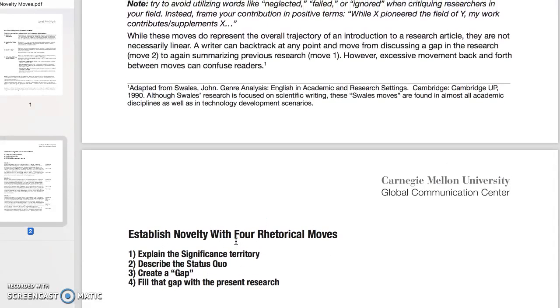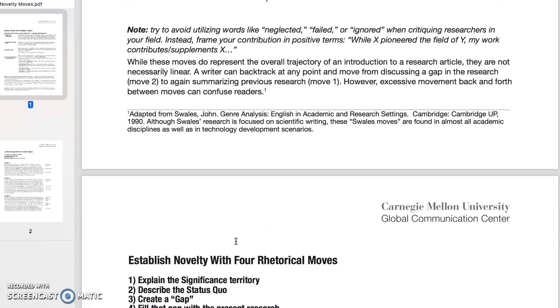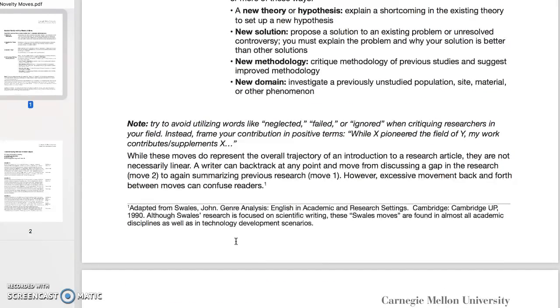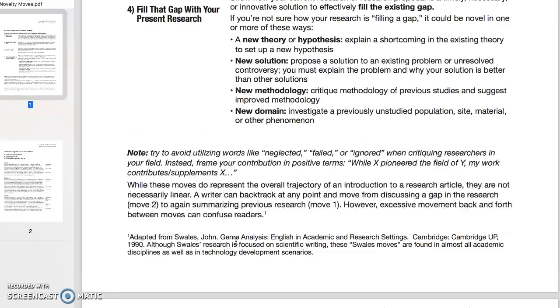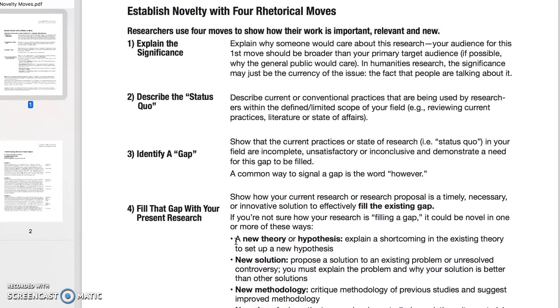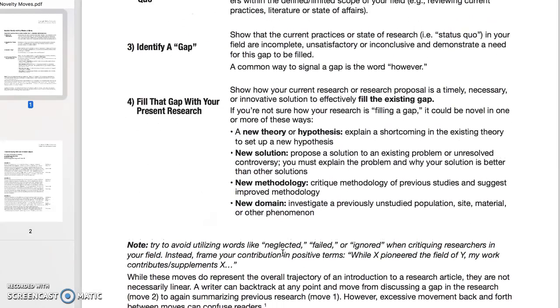So while these moves do represent the overall trajectory of an introduction to a research article, you can kind of see it almost funnels down into your specific gap from the larger significance, the current research, the gap, and how you fill that gap. It doesn't necessarily have to be so linear in this way.